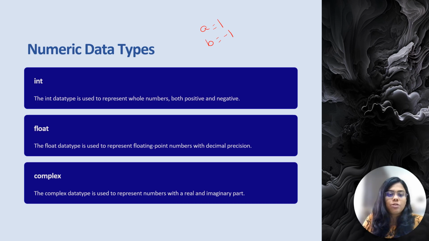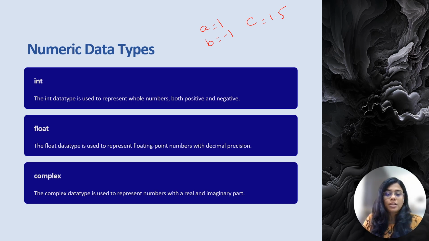Next is float. A floating data type is used to represent floating point numbers with decimal precision. So any variable that you are defining that has decimal points in it is of the data type float. For example, c is equals to 1.5. So c is of the data type float.